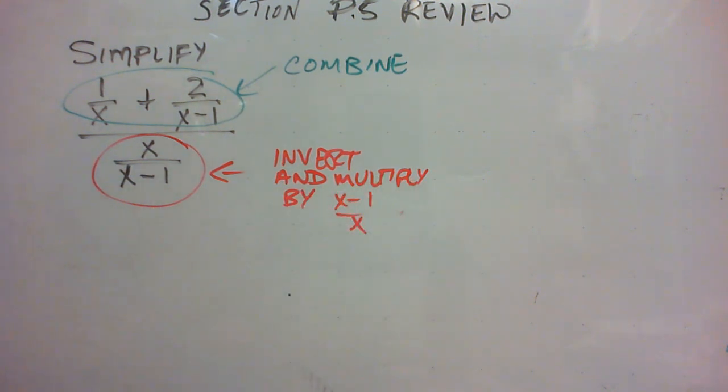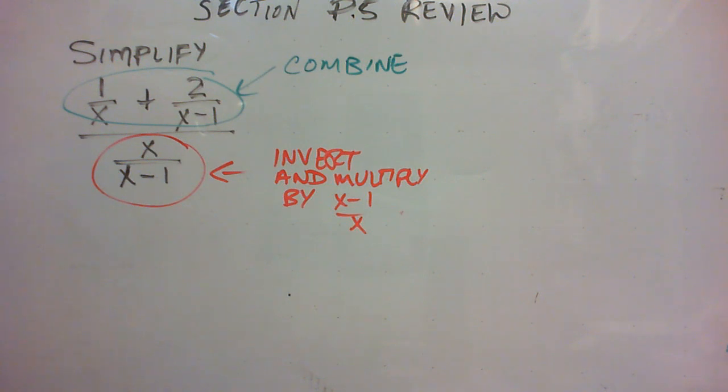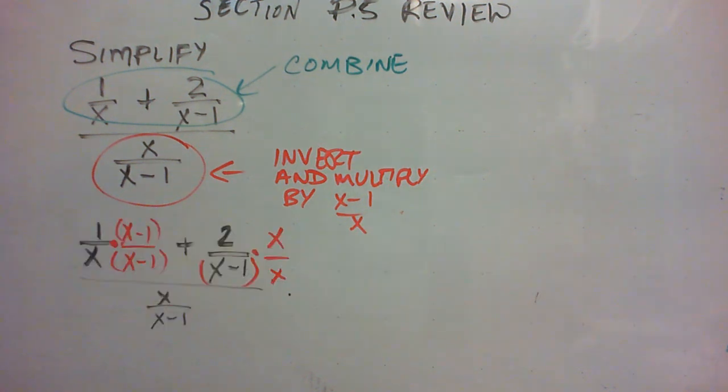So that's the strategy here. Combine these two, get a fraction, divide by a fraction. When you divide fractions, you just invert the fraction you're dividing by and then multiply. So give this a try and then come back and check here. So you combine these two numerator fractions by getting the common denominator, x times x minus 1, like we did in the previous problem. Combine those into one fraction.